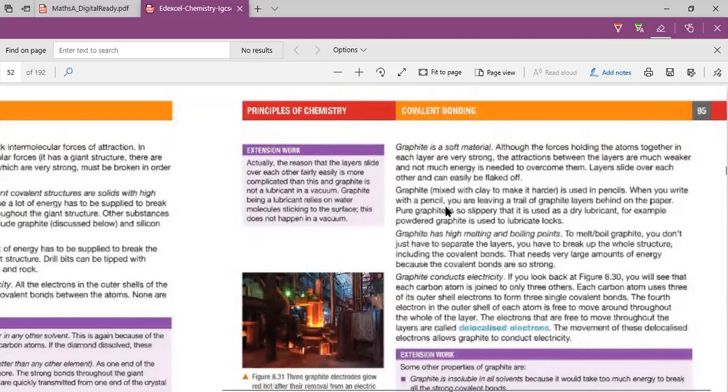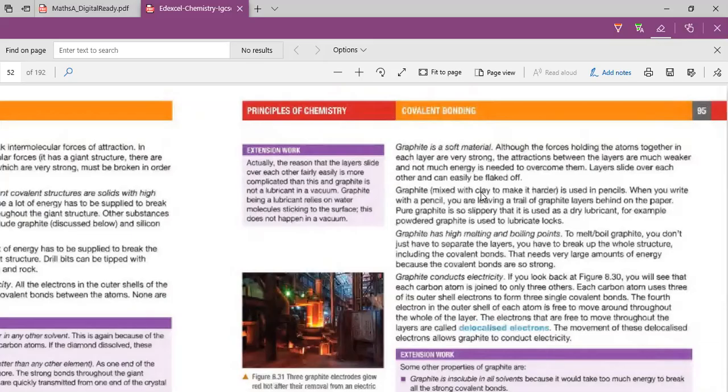That's why graphite is used to manufacture pencils, because graphite is mixed with clay to make it harder. Without clay, it's not hard. What does it mix with to make it harder? You mix it with clay soil. So we mix it with clay to make a pencil harder, and that's why you use it for making a pencil.